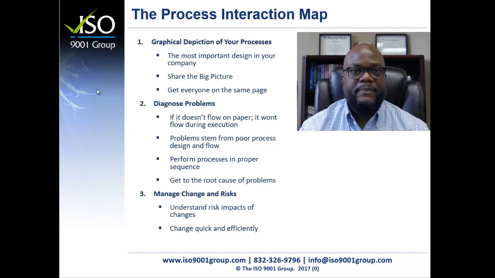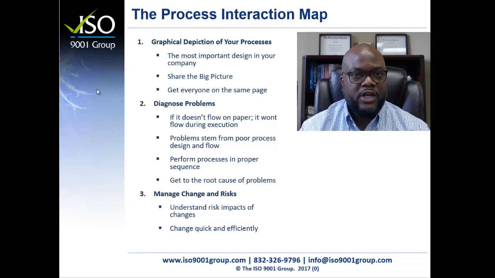It also gives us the ability to get to the root cause of our problems. So maybe your organization may have issues with certain things, and we don't really understand why we're having those issues, and the process interaction map gives us the opportunity and the ability to really diagnose the problem and try to get to the root cause of the problem so that we can eliminate those nagging problems for good. Number 3 is that the process interaction map gives us the ability to change quickly and also to manage the risk involved in change.